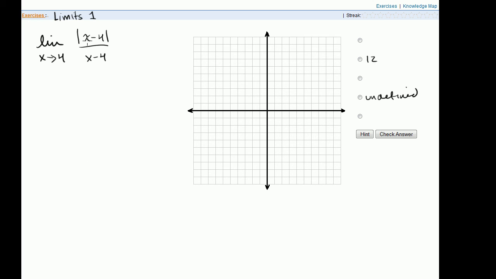As you approach from numbers less than 4, you're going to get a negative 1. As you approach from values greater than 4, you get a positive 1. And actually, so the number isn't, well, it's going to be undefined here, but you could put coefficients out here. But in general, it's always going to be undefined.